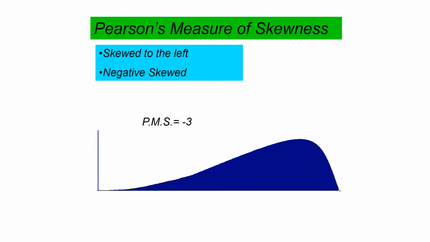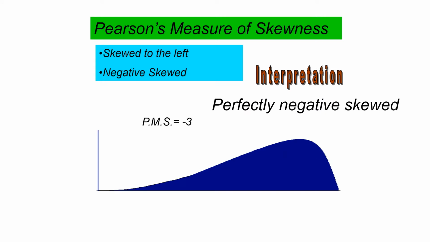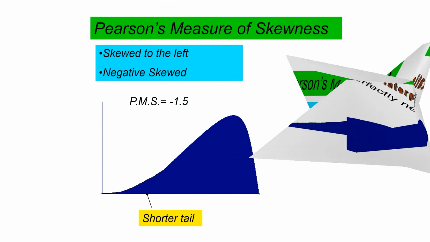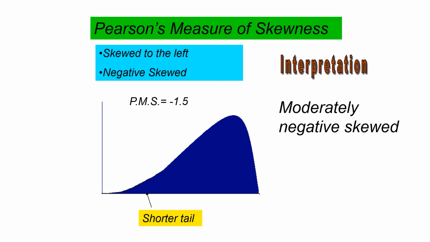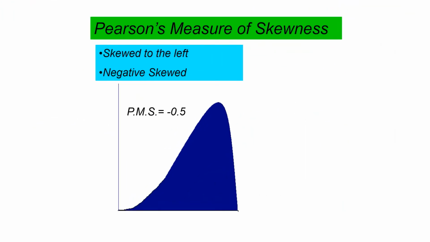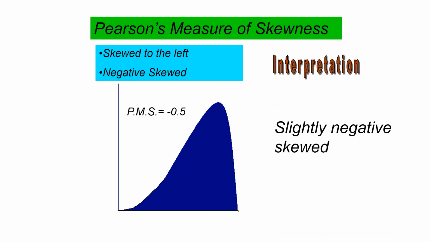The lowest value is -3, indicating perfectly skewed to the left, or perfectly negative skewed. When Pearson's measure of skewness is around -1.5, we can interpret it as moderately negative skewed, or moderately skewed to the left. When it is near 0 on the negative side, we can interpret it as slightly negative skewed, or slightly skewed to the left.